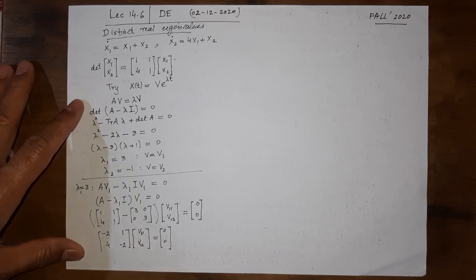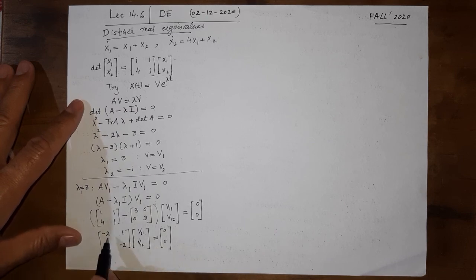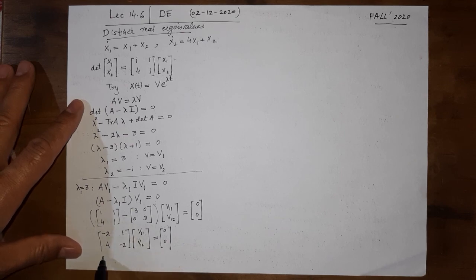It is therefore important to note that you cannot generate two independent equations from this relationship. Only one of the rows would be needed to come up with the relation between v11 and v12. So minus 2 v11 plus 1 into v12 is equal to 0. We don't need to write the second equation. Why? Because they do not form two independent equations.